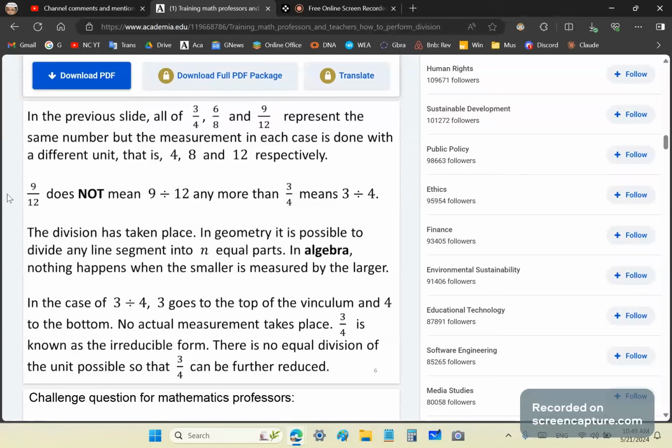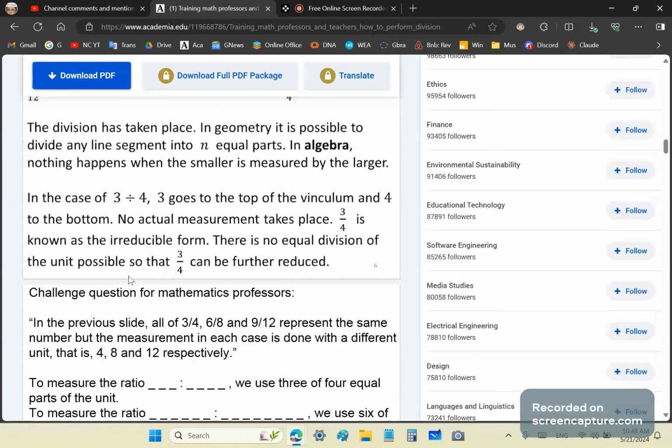So 9 over 12 does not mean 9 divided by 12, okay? The division has taken place. This is a well-formed number. So in geometry, it is possible to divide any line segment into n equal parts. In algebra, nothing happens when the smaller is measured by the larger.